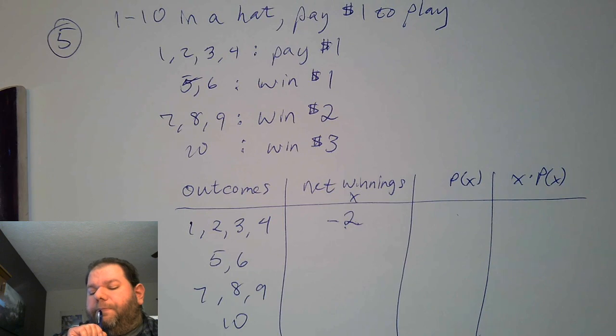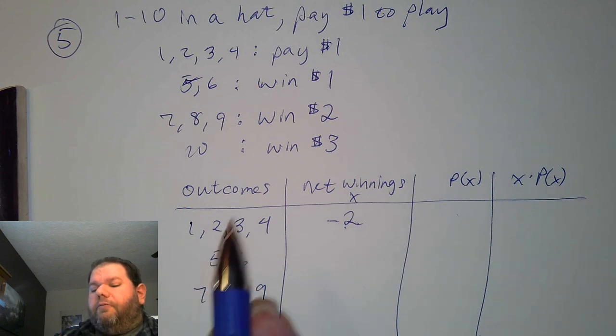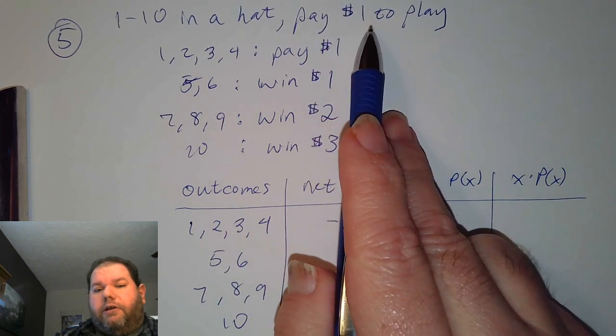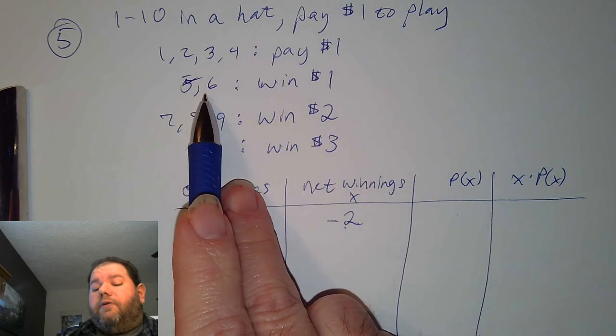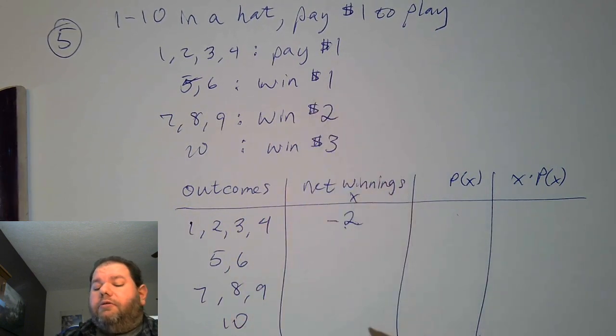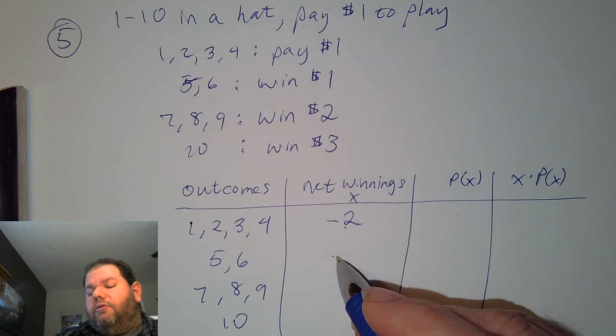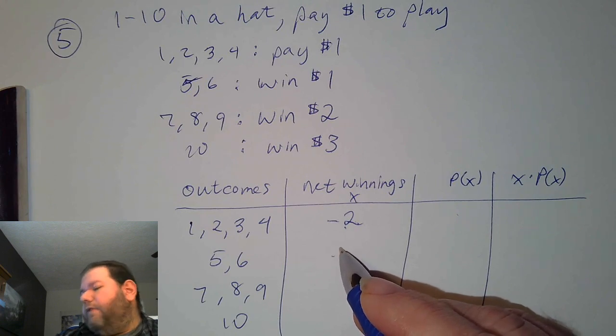Okay. Now, again, we start off, we pay $1. But if we draw a 5 or a 6, we win $1. So overall, how do we fare?